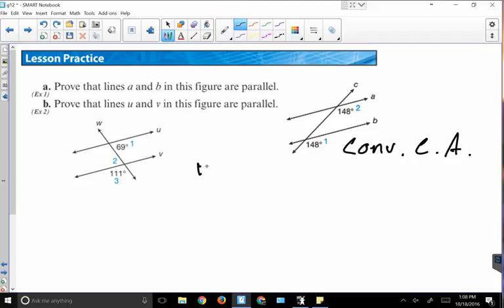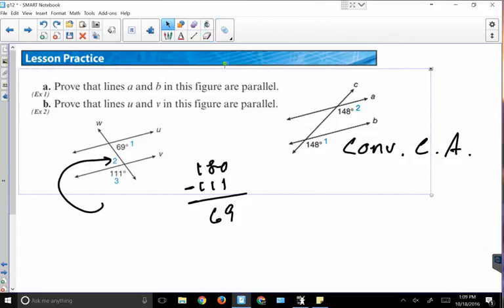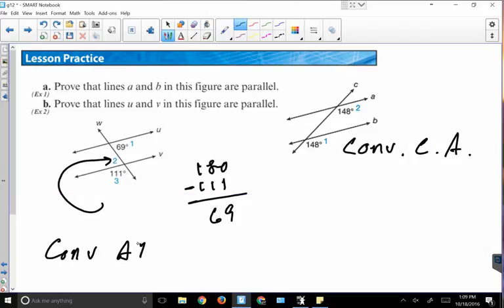Okay, so I got to take 180 minus 111 and I end up with what? Okay, so if that's 69, so now I know what that angle measure is. And now that I know what that angle measure is, and I can't state it because it's 111 here, I need to know that it's going to be. So, now I can say by the converse, by the converse of what? AIA, alternate interior angles.